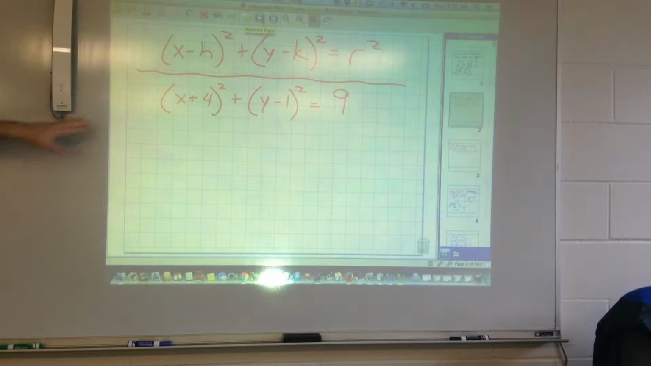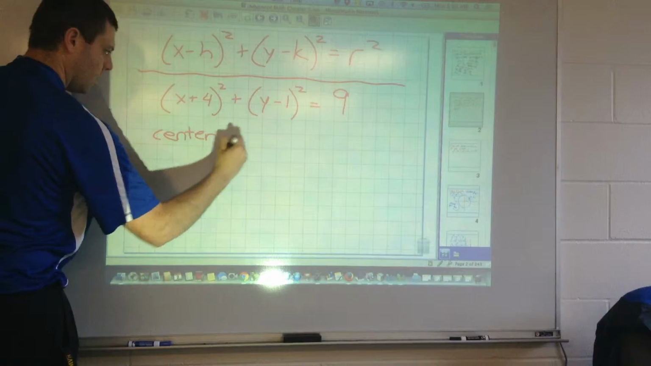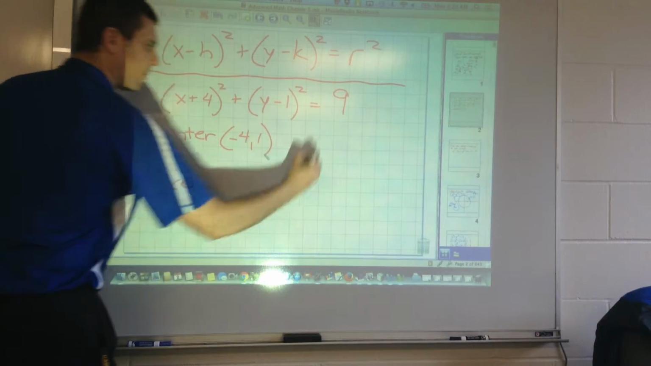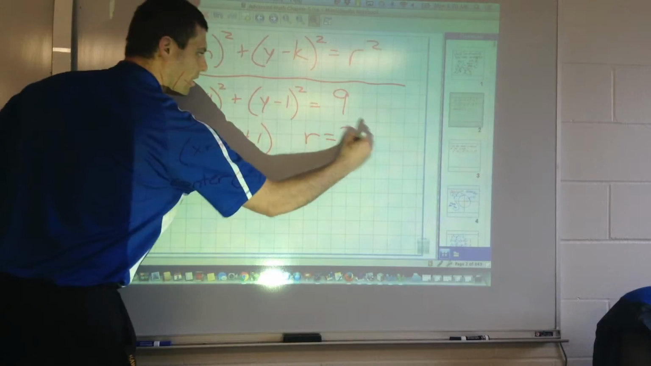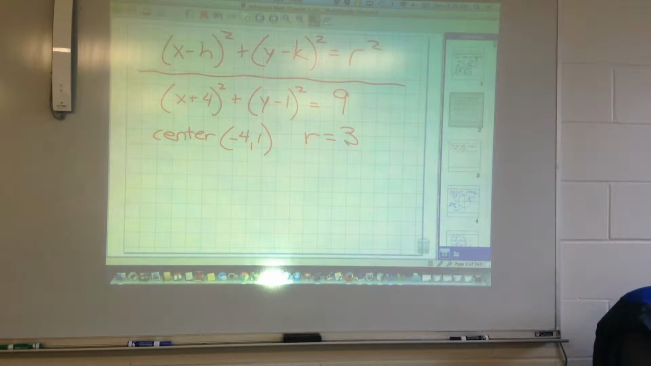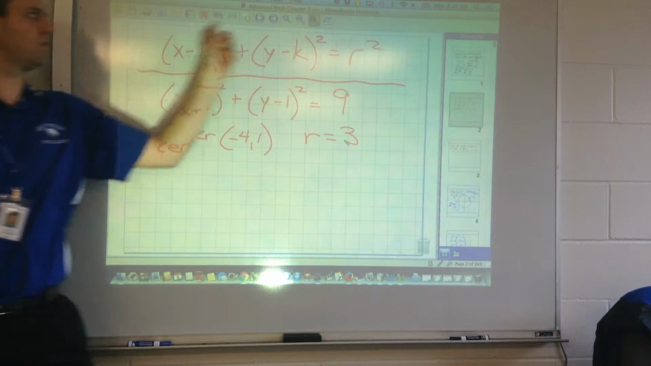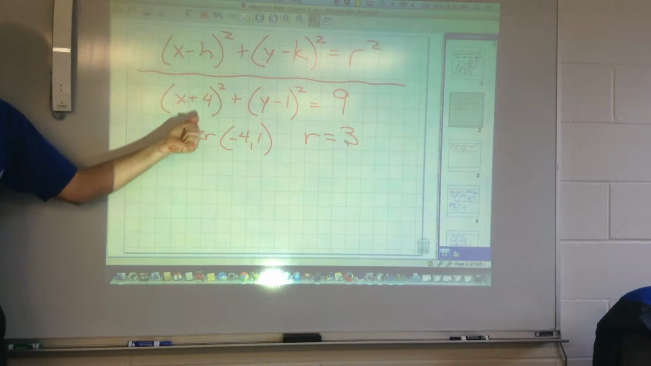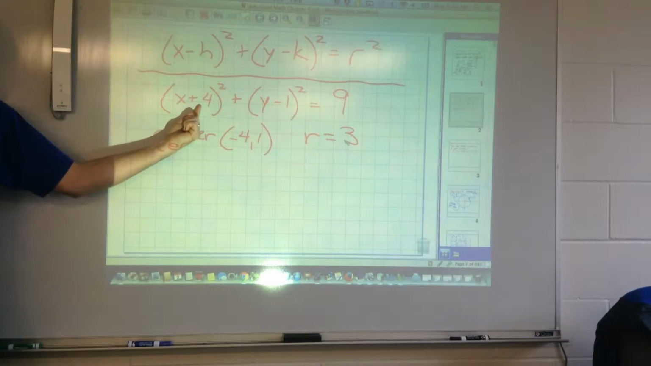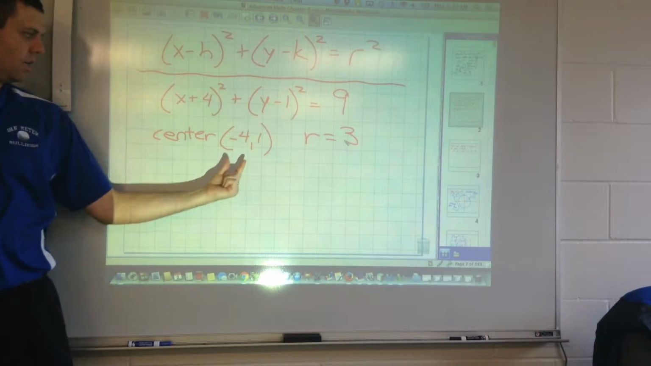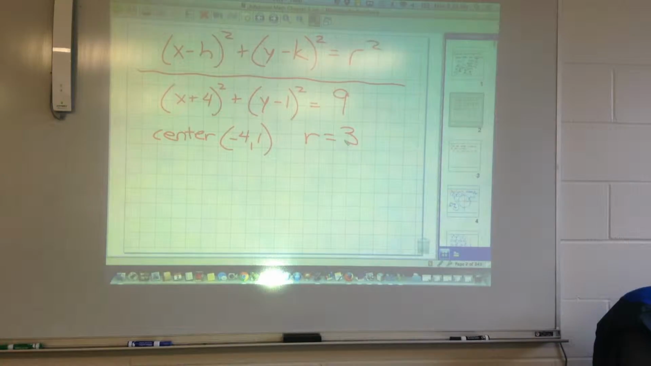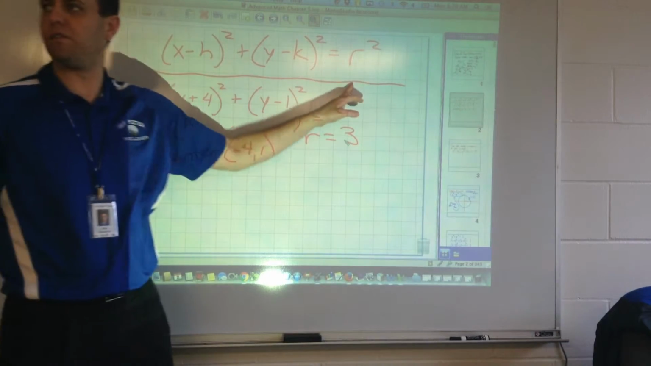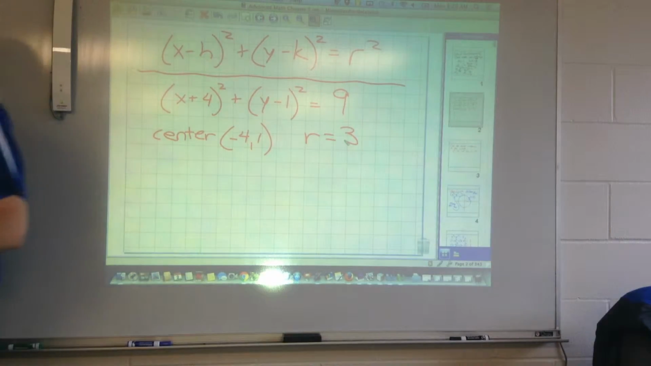What is the center of this circle right here? Negative 4, 1. And what's my radius? 3. Okay? We know that, or hopefully we do, because here's our formula that represents a circle. It's always the opposite of h and the opposite of k. That's my center. So my center of the circle is at negative 4, positive 1. And my radius is always the square root of this number right over here. So my radius would be 3.